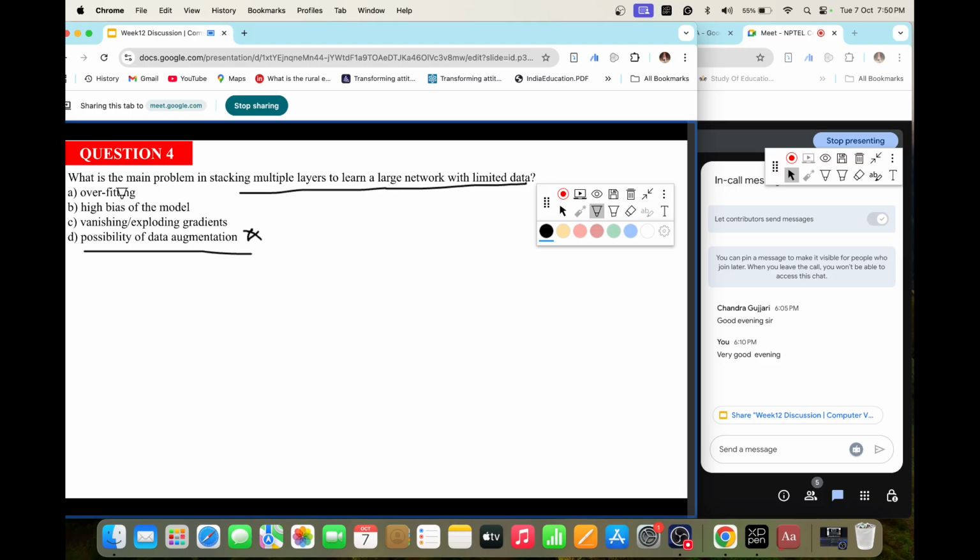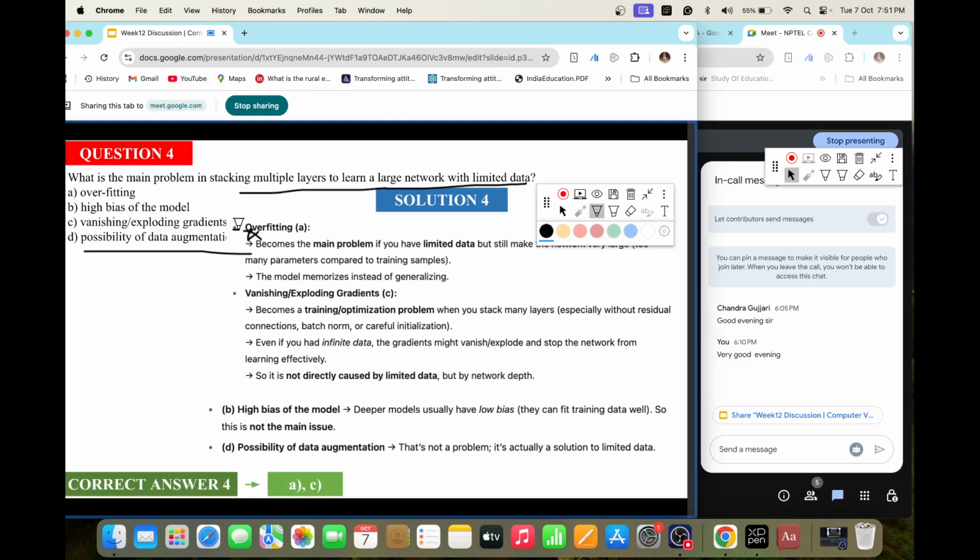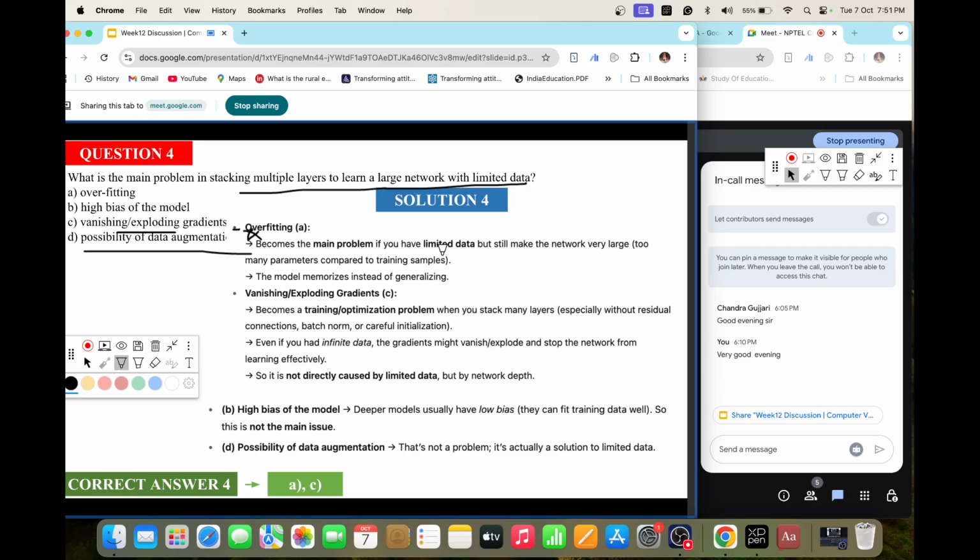Overfitting, stacking multiple layers. I think high bias can be a problem, and mainly the vanishing or exploding gradient is the problem. Overfitting becomes the main problem if you have limited data, since stacking layers makes the network large, with many parameters compared to the training data.